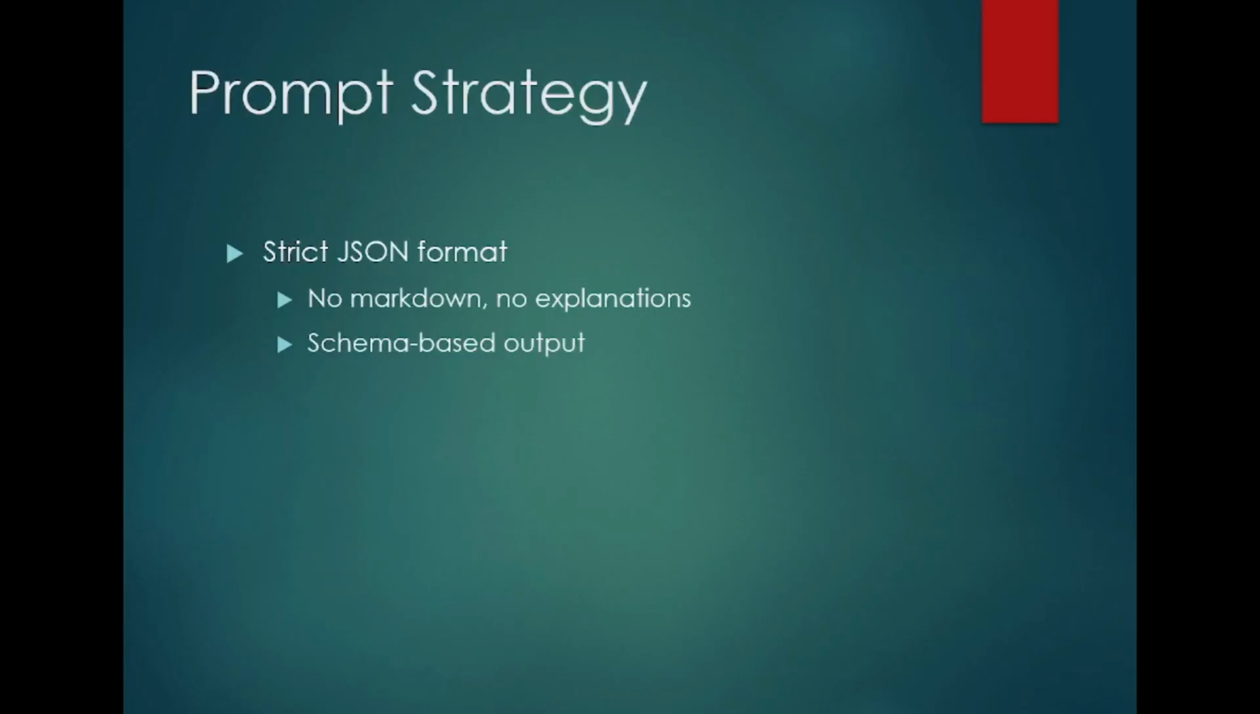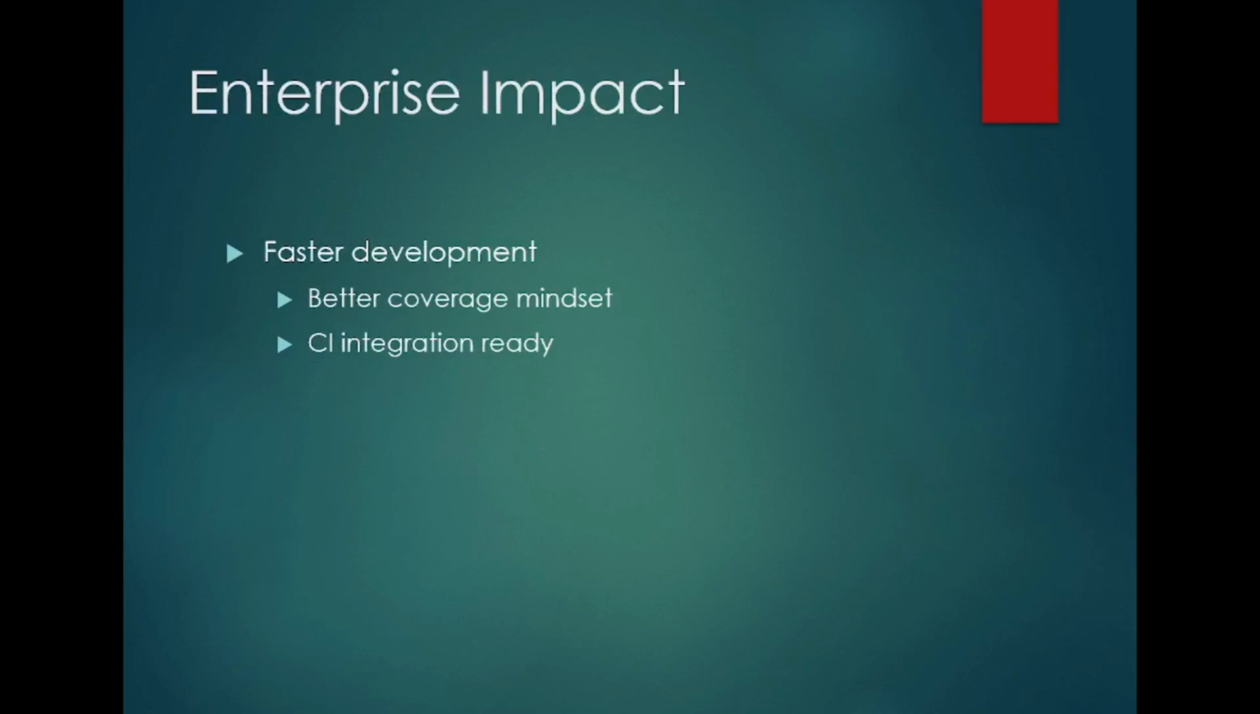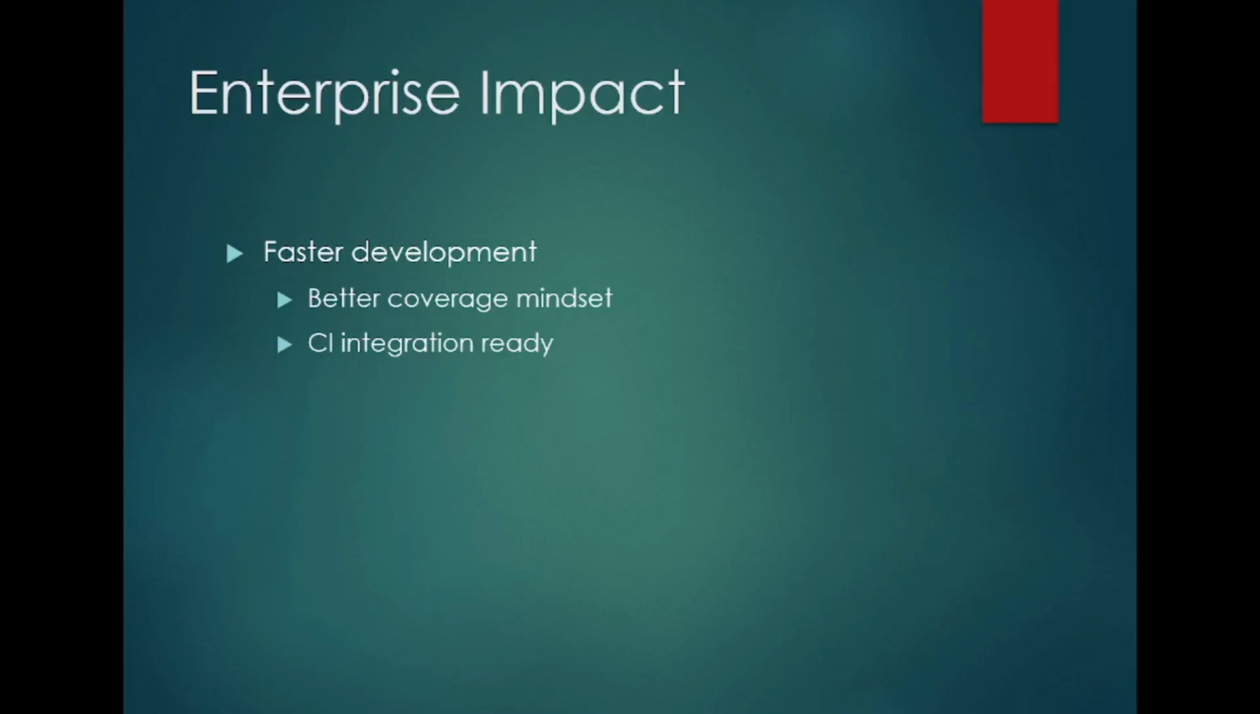We use strict JSON format. The reason is that whatever prompt we give, the output will be in a proper JSON format. So what is the impact? Faster development, because overall development will speed up, and CI integration, because once you write the test cases, it will be easier to integrate. I hope the purpose is clear.